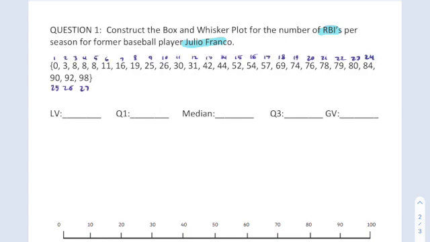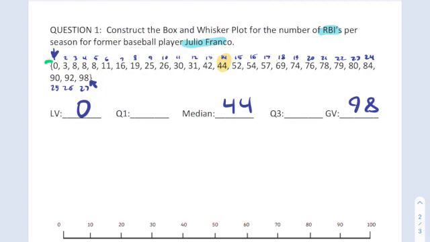And I see that there's 27 data values. Since there's 27 data values, the middle number would be the 14th value, because then there's 13 to the left and 13 to the right. So our median is going to be 44. Our least value here is obviously 0, and our greatest value here is 98.